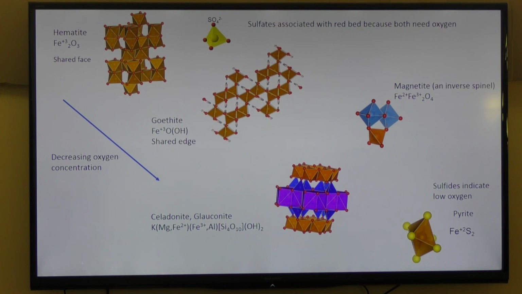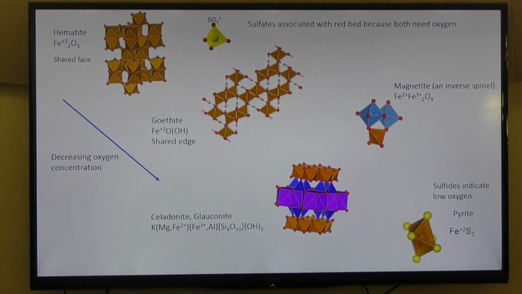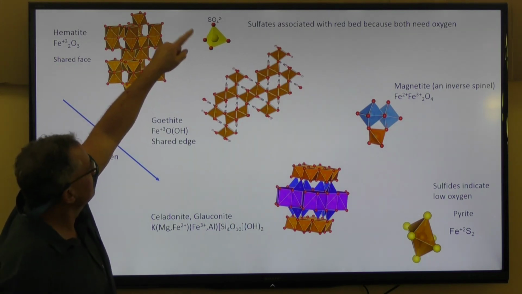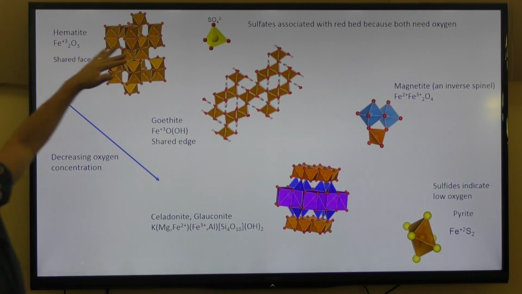If you impose a magnetic field from the outside while it's crystallizing, you can get a slight excess of population of one over the other. But in the absence of a field, it would not be magnetic. So what I'm trying to show in this slide is how decreasing oxygen affects the iron minerals and sulfur. But iron's what I'm really interested in. Here's oxidized sulfur, which you often see with the hematite, and you do in the Gros Ventre. They both need oxygen.